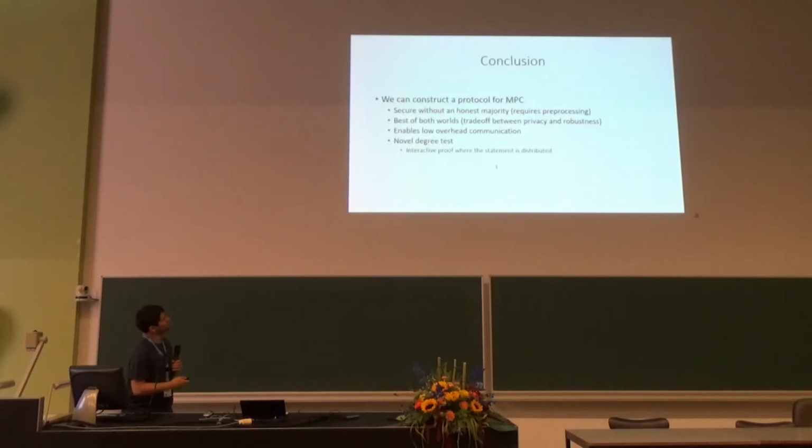Quick conclusion: we can construct a protocol for MPC which is secure without an honest majority. It's going to require pre-processing, and it gives the best of both worlds, so we have a trade-off between robustness and privacy.